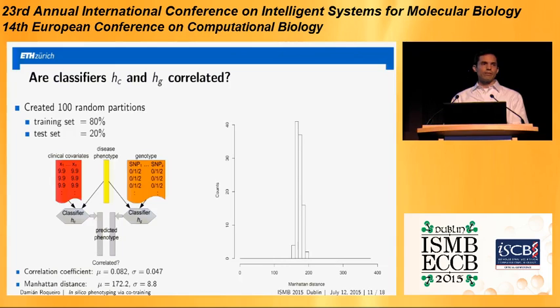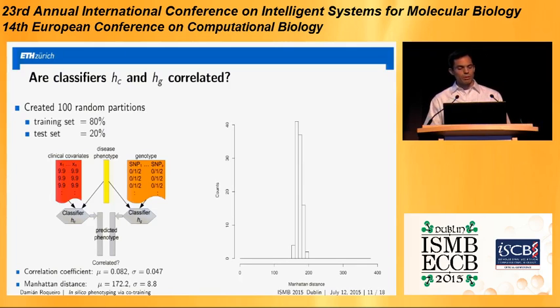So we wanted to test if that applied to our migraine data set, and what we did is we created 100 random partitions of the data, a training set and a test set. For each of them, we constructed a classifier, and we tested that not to determine if the classification was correct, but in order to compare the 2 predicted classification vectors of the covariate and the genotype classifier.